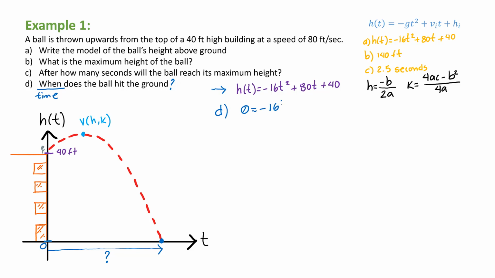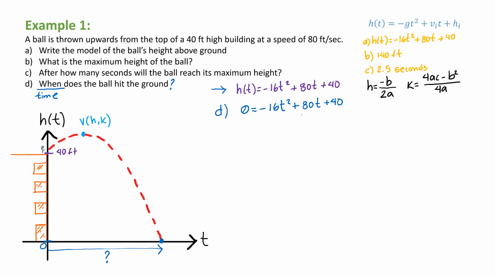Let me write the function. Minus 16t squared plus 80t plus 40. We want to know the value of t when h is 0. When the height is 0, how much time has passed? So we have a quadratic equation equal to 0. There are different ways that we can answer this. One way would be trying to factor it and using the zero product rule. But remember that there is a general way to answer quadratic equations.